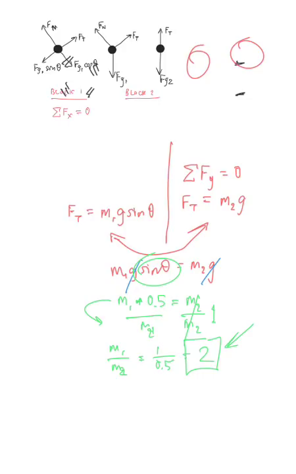So if M1 wants to now go down the ramp, to cancel that out, with the ramp being frictionless, the friction has to be in the opposite direction of the motion. So with M1 wanting to slide down the ramp in this direction, the frictional force has to oppose that. So there's going to be a static frictional force directed up the ramp.